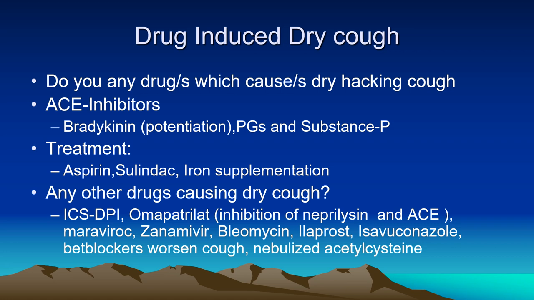What is the treatment of drug-induced cough? If possible, it should be changed from ACE inhibitors to an angiotensin receptor blocker. A change can be done that may ameliorate the cough. But if that is not possible, then aspirin, sulindac, and iron supplements, have been found to be effective in suppressing such cough.